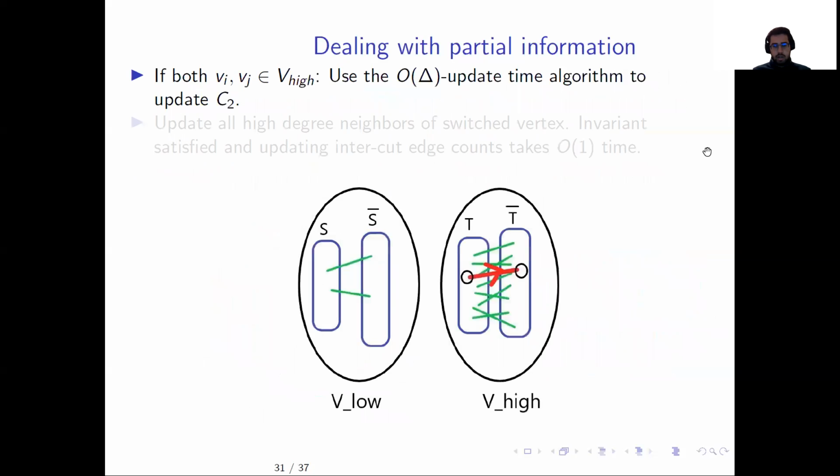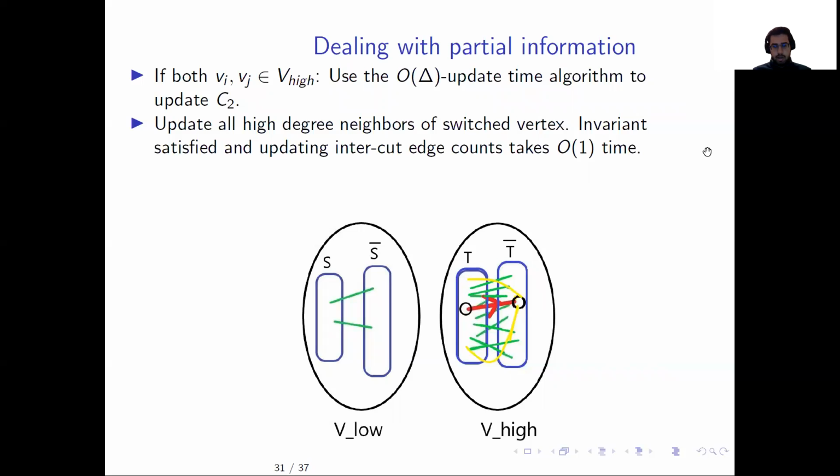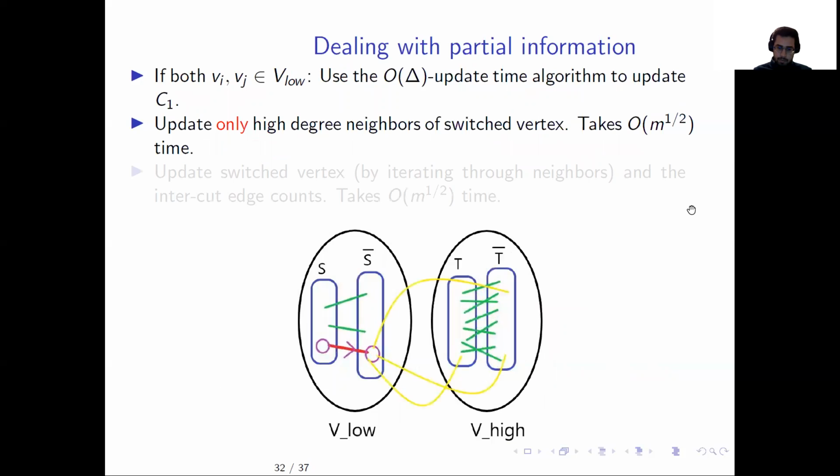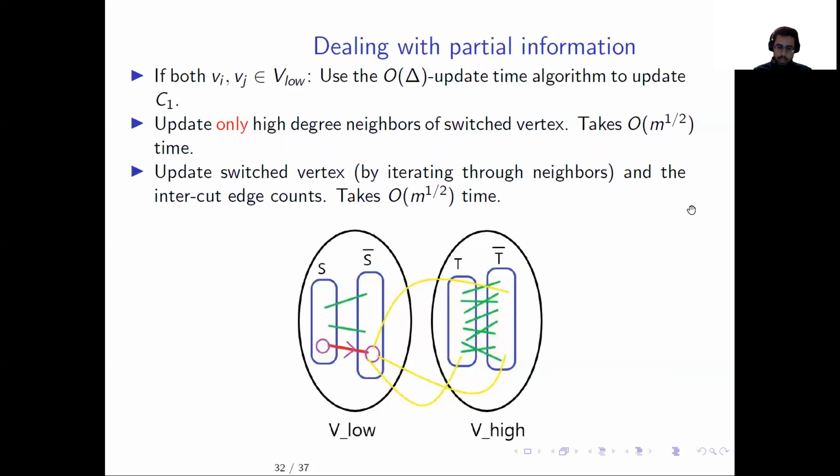So this is pretty simple if the edge update involves high degree vertices. On the other hand, if the vertices are low degree, then we again use the delta update time algorithm to maintain a half respecting cut on this partition V low. So we can actually update all the neighbors of the switched vertex in the low degree part, and this takes no more than square root of m time.